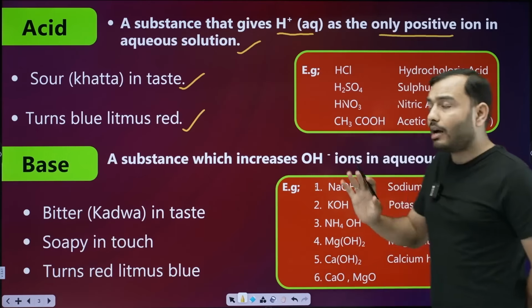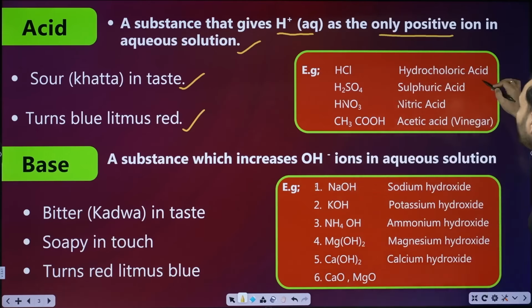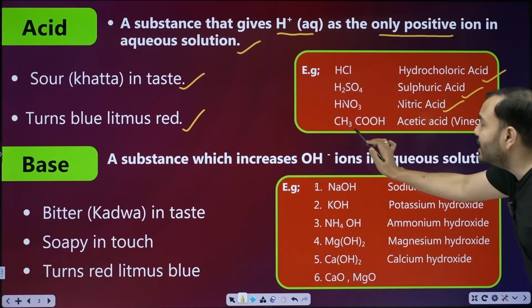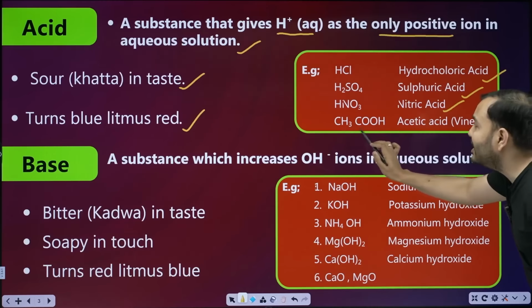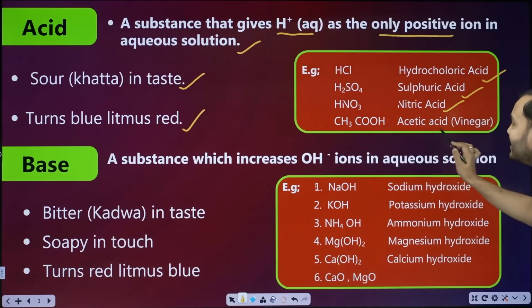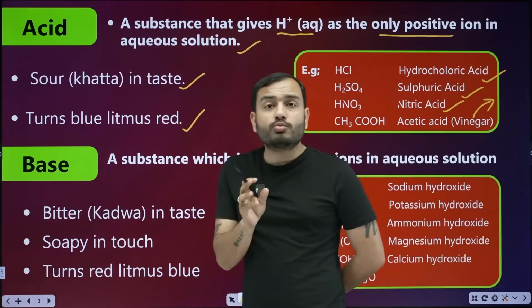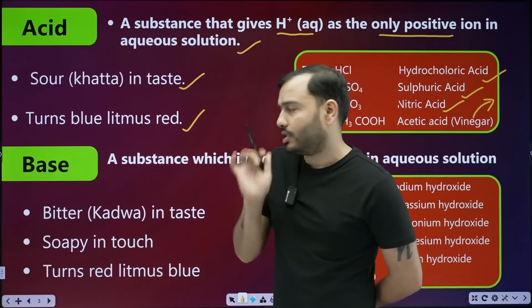You should remember the names of some acids: HCl, hydrochloric acid; H2SO4, sulfuric acid; HNO3, nitric acid; and CH3COOH, acetic acid. Where is it found? In vinegar, the vinegar that is there at home. We put vinegar in chowmein and all. That is called CH3COOH.